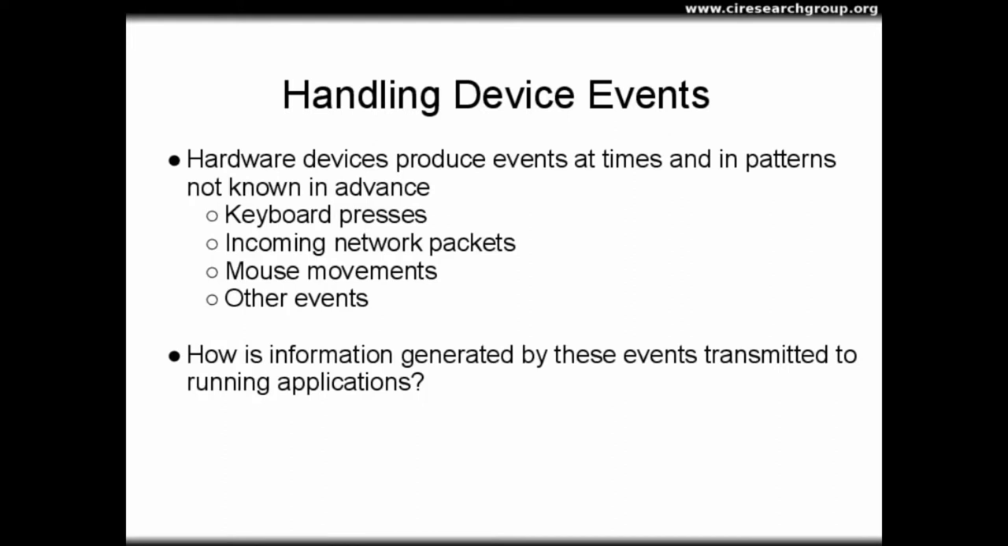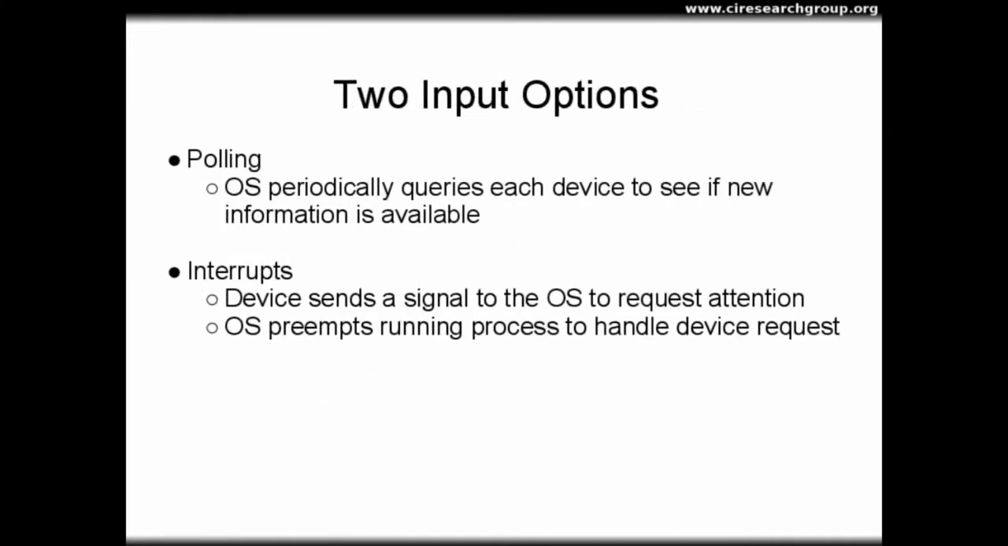Similarly, if we have incoming network packets, if we're running a server application or even just a workstation, and we have messages coming in from the network, we don't know the order and timing of those messages. We also don't know when the mouse is going to be moved, or when any other of a whole bunch of hardware events is going to occur. So, how can we get the information generated by these events and make it available to our applications for use? Well, we have two options.